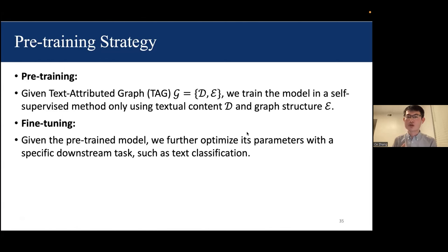And then we use the pre-trained model to do fine-tuning tasks. We are given the pre-trained model, and then we further optimize its parameters with a specific downstream task, for example, text classification. Here, in order to do text classification, we need to observe one more data, which is the ground truth category of each document. But the ground truth category is not given at the very beginning. This is why we say for fine-tuning, we need to use auxiliary data to fine-tune the parameters of the model.